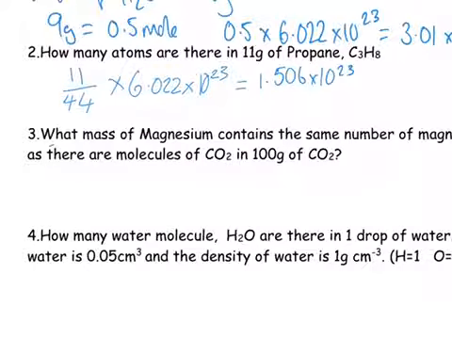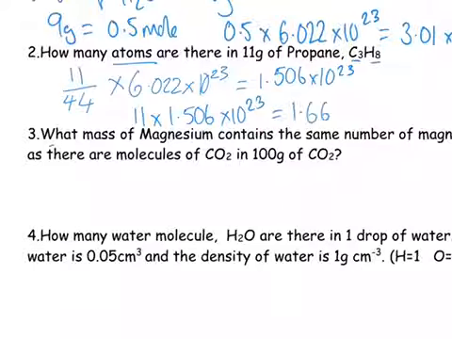But the question asks us how many atoms there are. Well, in one molecule there's going to be 3 carbon atoms and 8 hydrogen atoms. So it's going to be 11 times 1.506 times 10 to the 23, and that will tell us how many atoms there are, which is 1.66 times 10 to the 24.